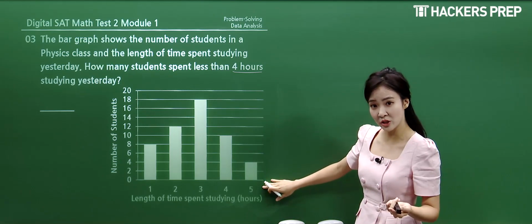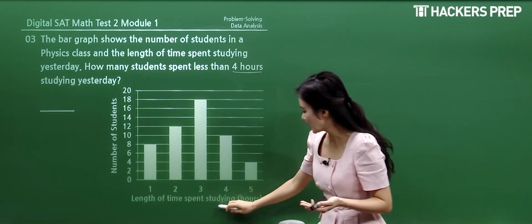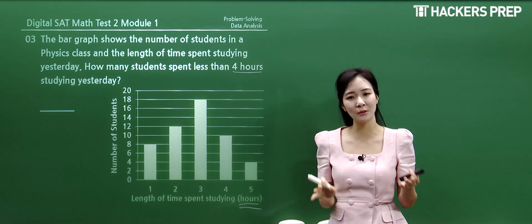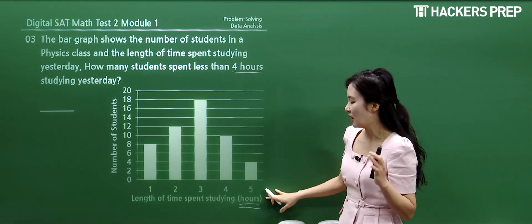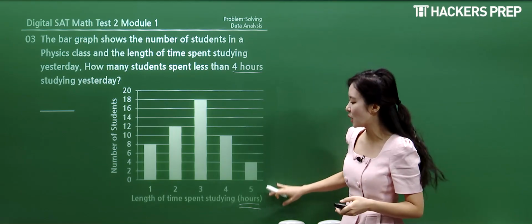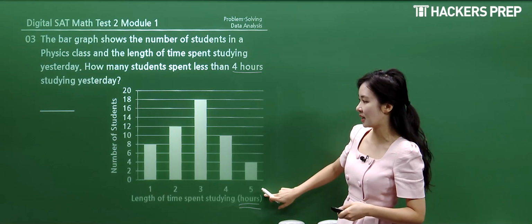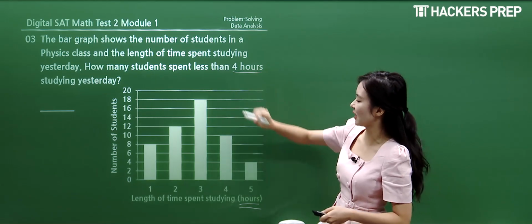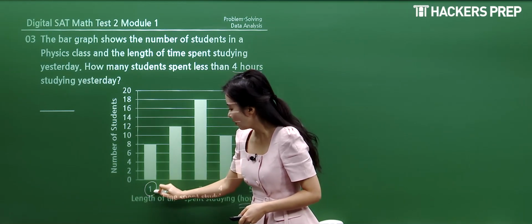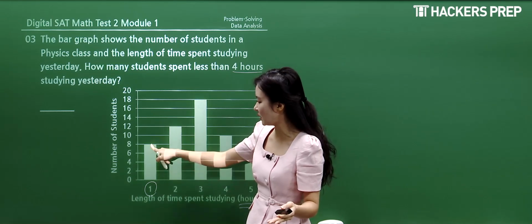On the x-axis, which is going to be our independent variable, it says length of time spent studying. What I mean by independent variable is that it's a factor that we can decide to group students by. In this case, we've decided to group students by the number of hours spent studying yesterday. So the number of students who spent 1 hour studying yesterday would be 8.